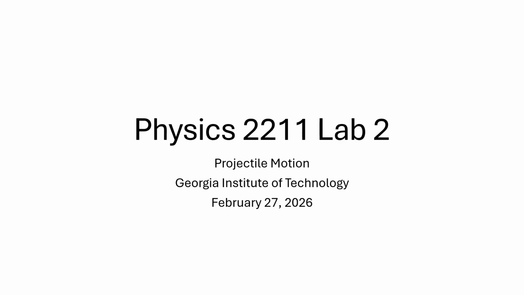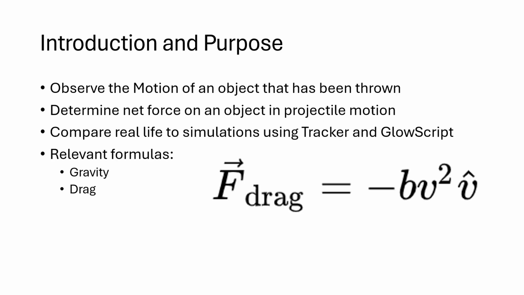This report will recap Lab 2, projectile motion. This lab was all about projectile motion. The lab group observed the motion of a known object, determined the net force acting on said object, and lastly, compared real life to simulations using the Tracker app and GlowScript simulation software.